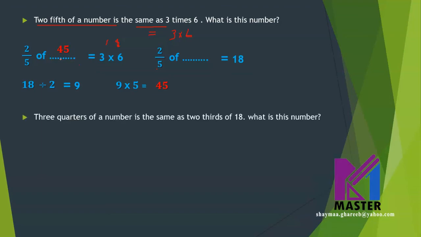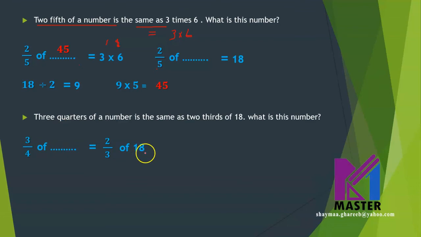Now let's look at the second question. 3/4 of a number is the same as 2/3 of 18. What is this number? Also, I will go step by step and I will start to write this as a mathematical sentence. 3/4 of a number. So, of course, it's a missing, unknown number. I don't know which number it is. It is the same as, we said, equals 2/3 of 18.